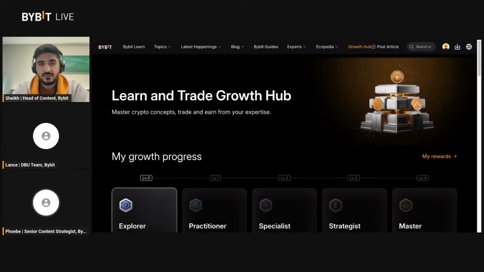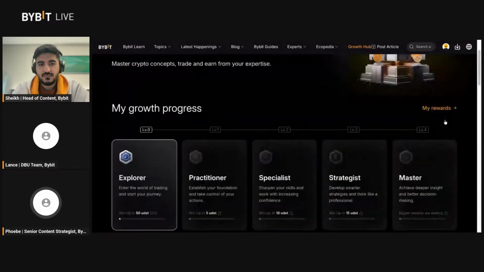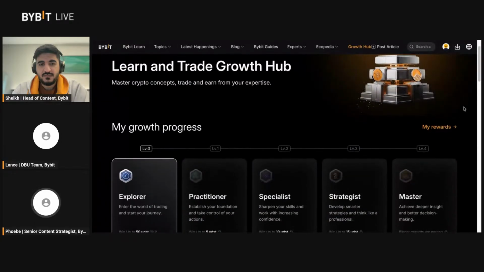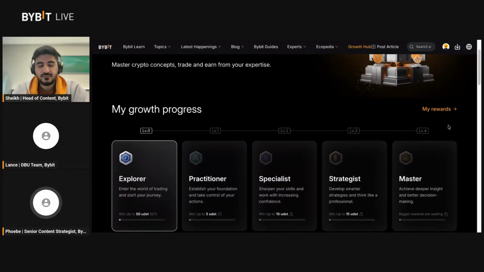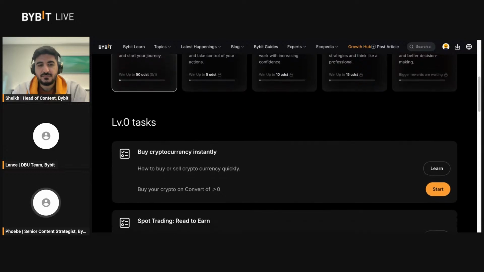So for this one, actually, this is the main page, and if you have a look at it, I want to say that it's not just another campaign. It's a system designed to help users go from zero to actually being able to trade with confidence. So instead of figuring everything out by themselves, users just need to follow the tasks, level up step by step, and then learn while you trade.